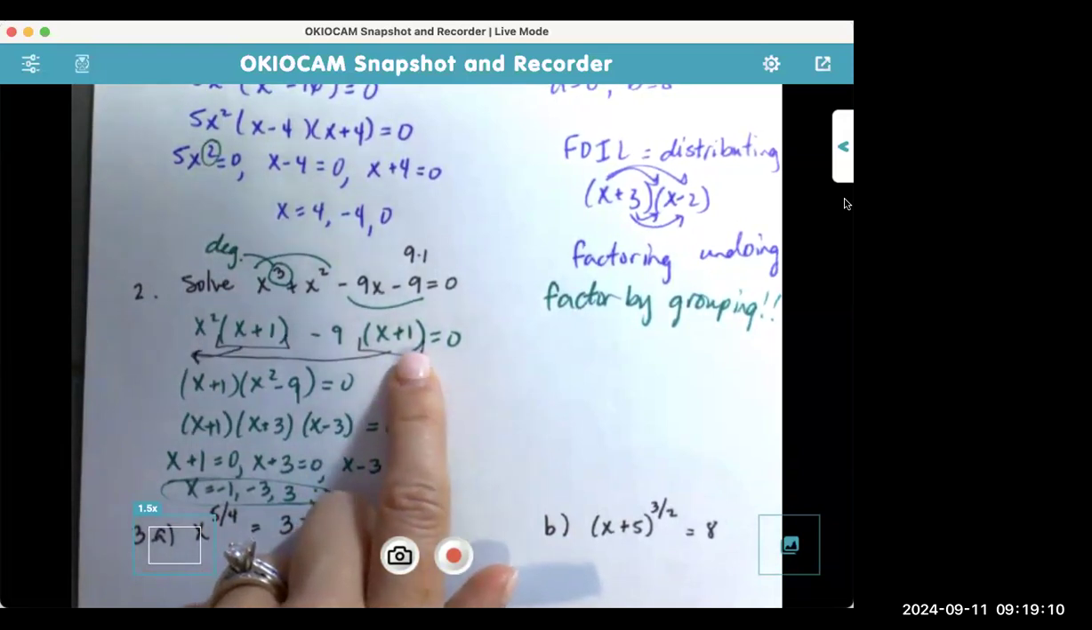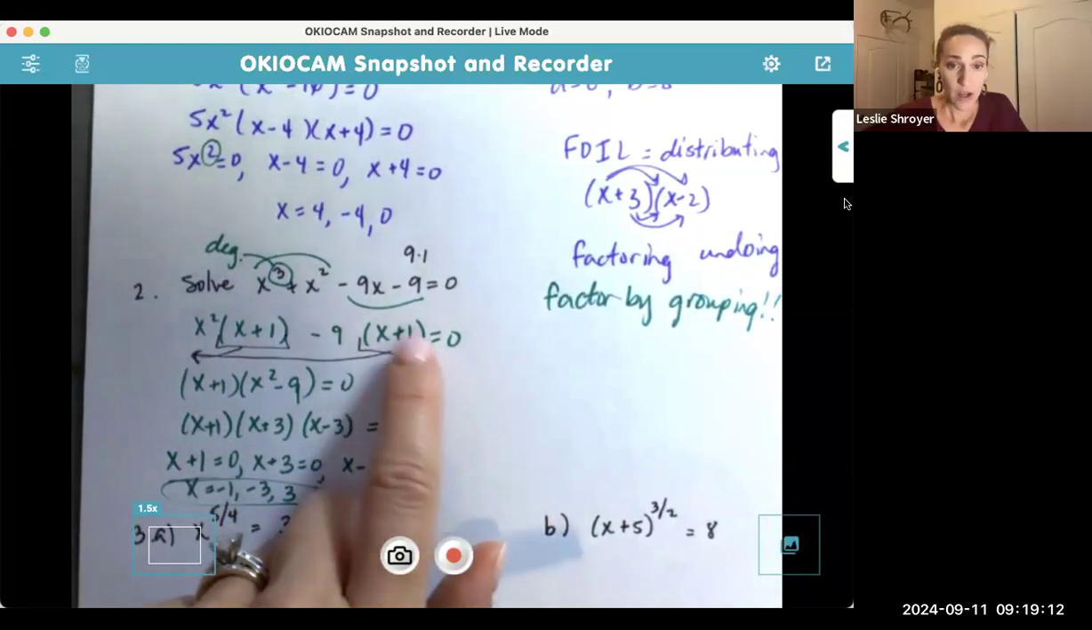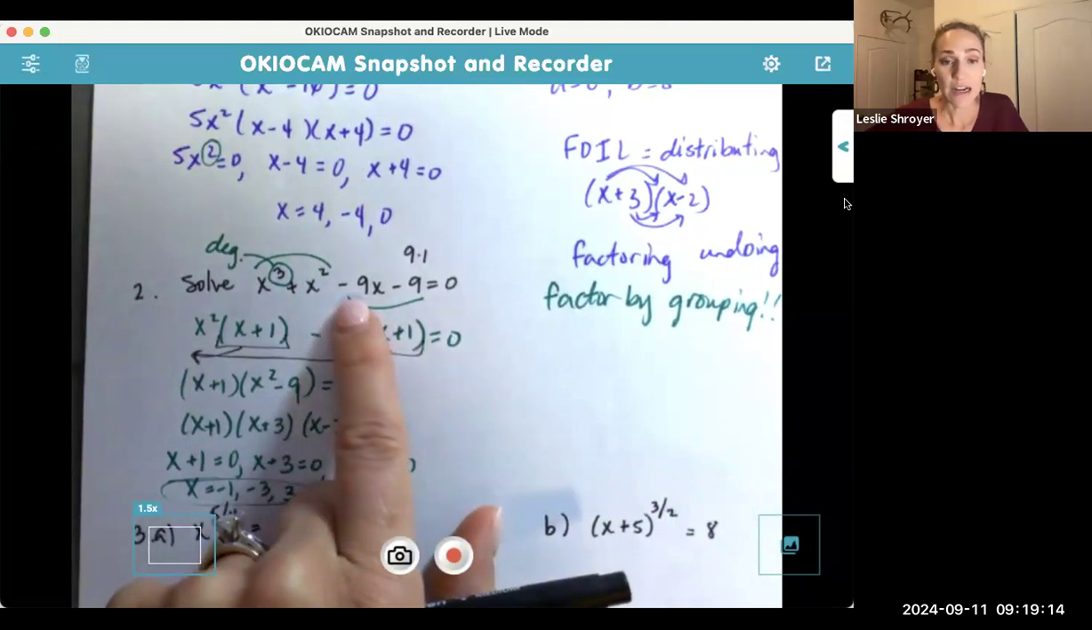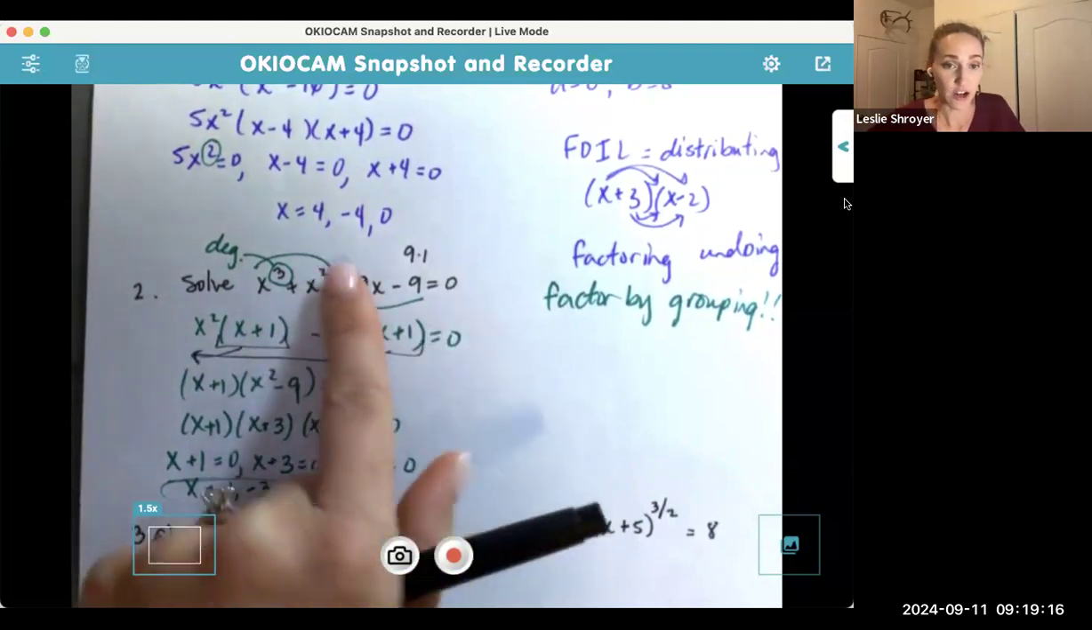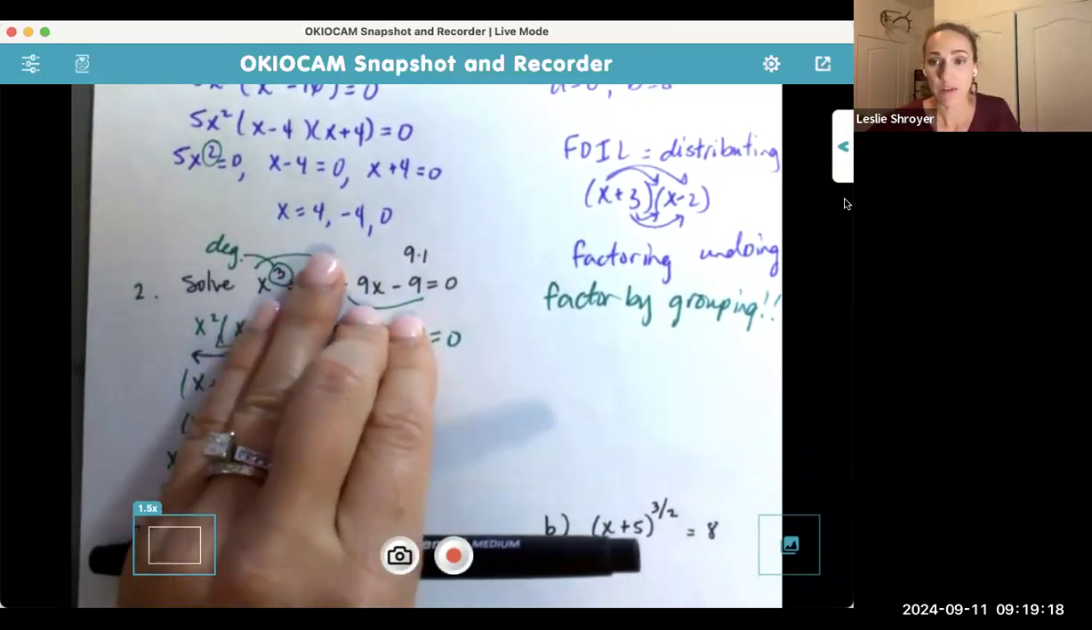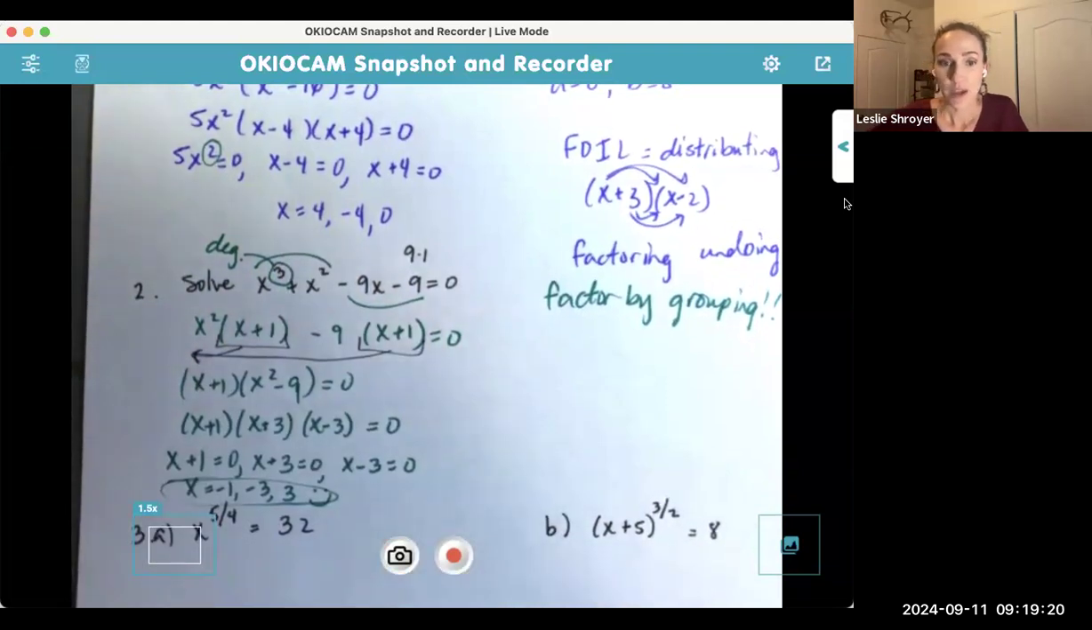So it is x plus 1, because when we take out the 9, essentially you're dividing this entire term by 9. Does that make sense? Yes, thank you.